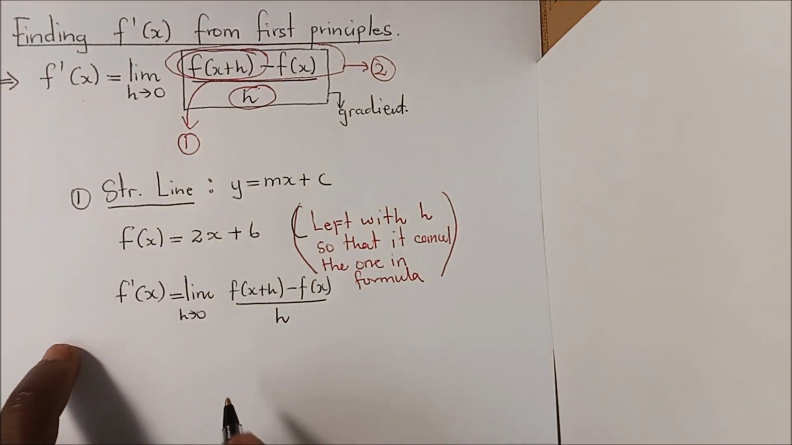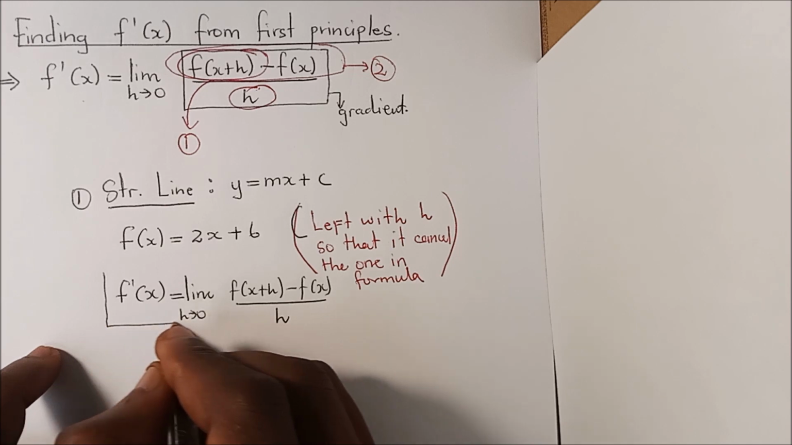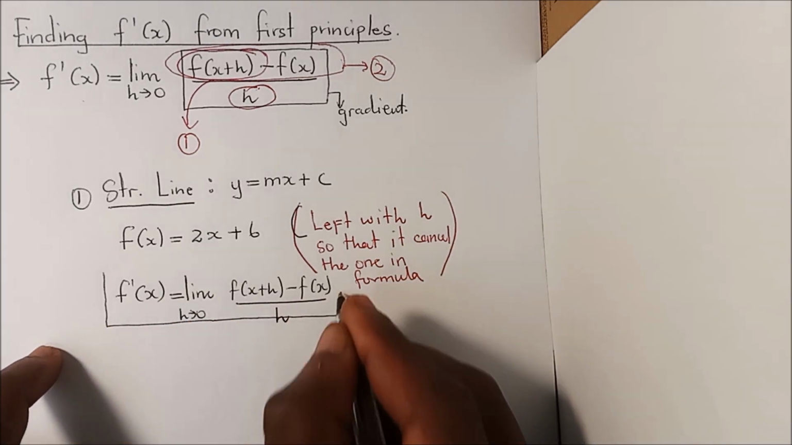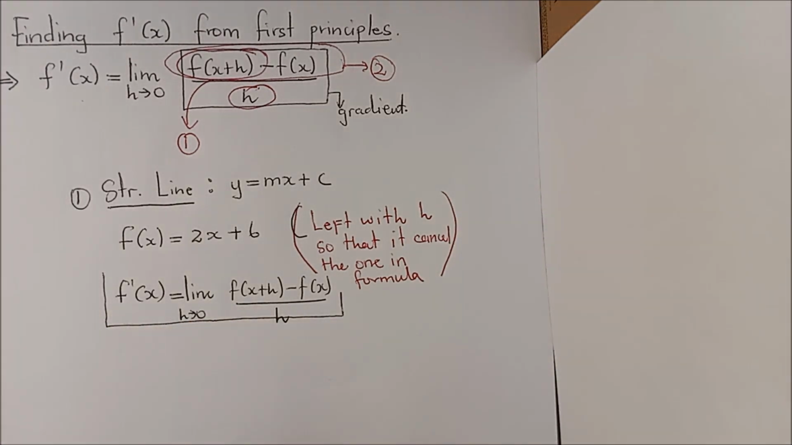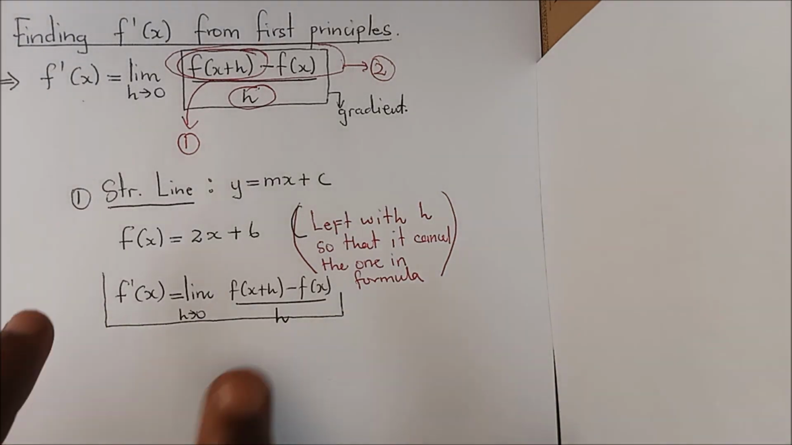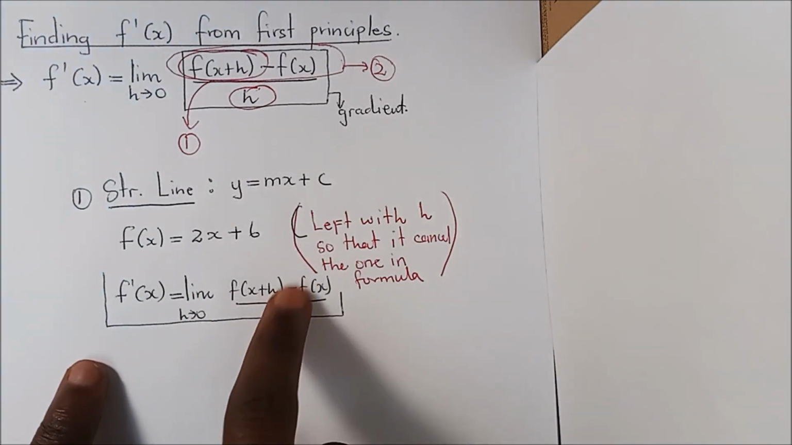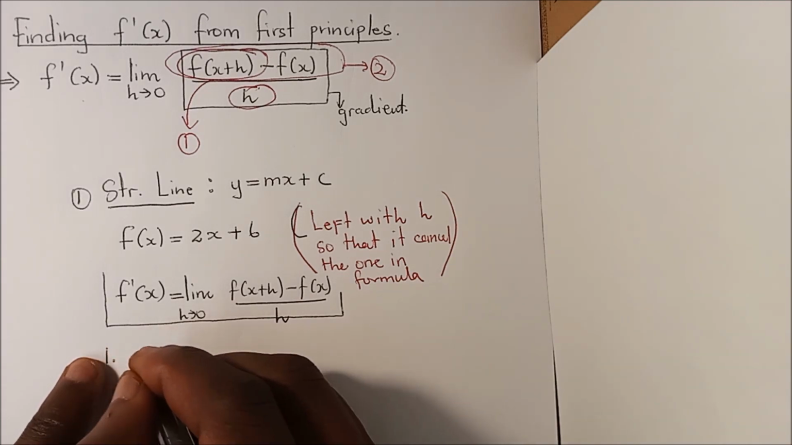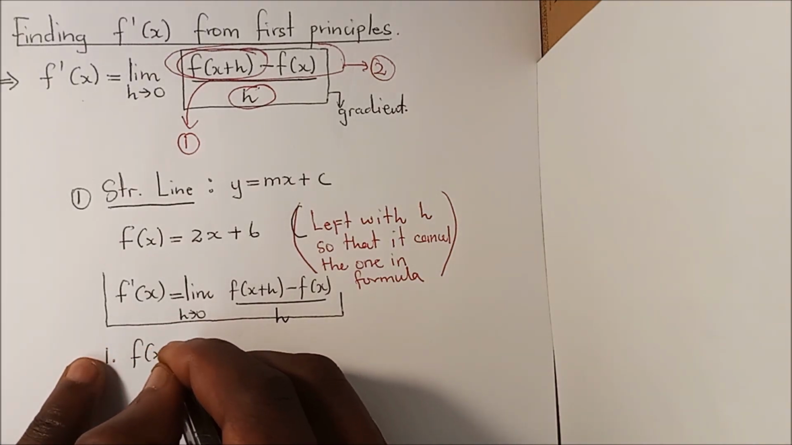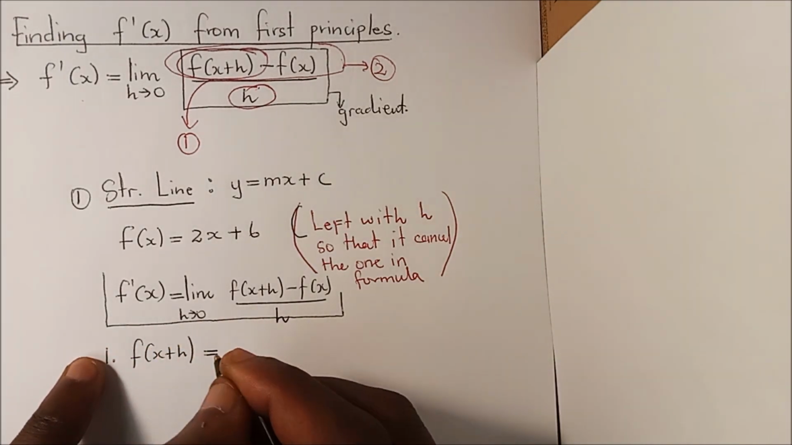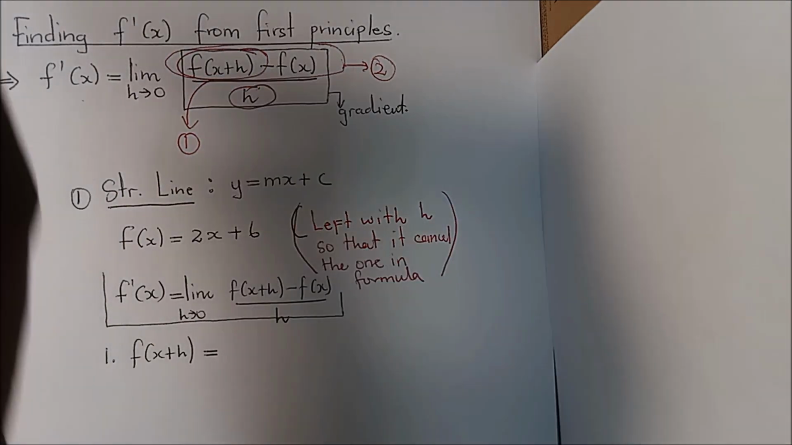So where do you get this formula? It is there in your information sheet, so you don't have to memorize it. Grade 12, it is there in your information sheet. So I said the first thing that we will start with is f of x plus h. So number one, we have f of x plus h. What does this mean?